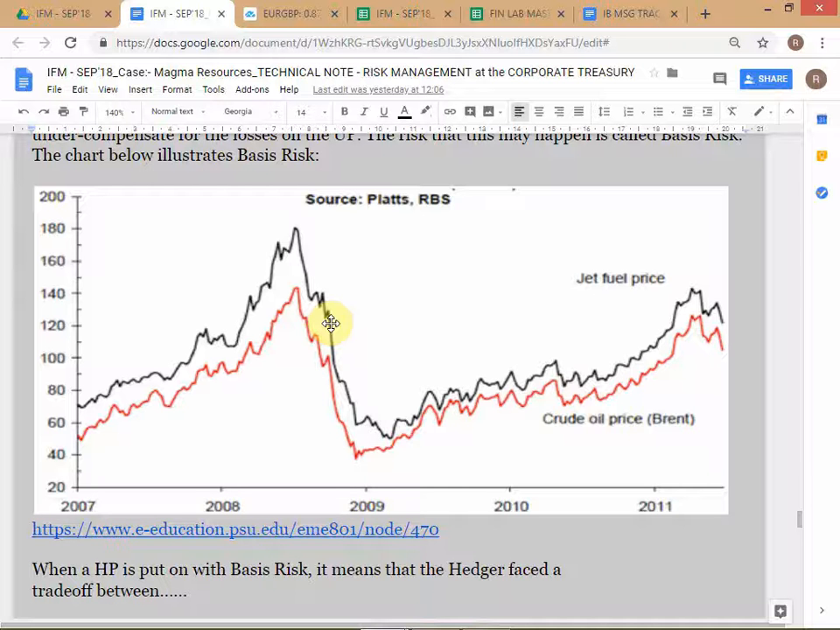Okay, so this is called basis risk. The topic here is basis risk. Now when the airline has chosen to go 100% hedged, they now have basis risk. They no longer have outright position risk. They're exposed to the basis between jet fuel and crude oil. This is what is called basis risk. This is another term that you need to know in the context of hedging and risk management.